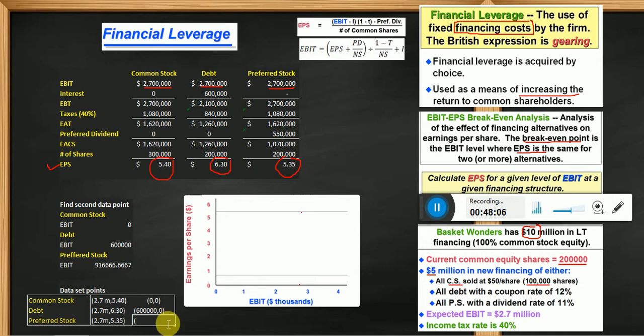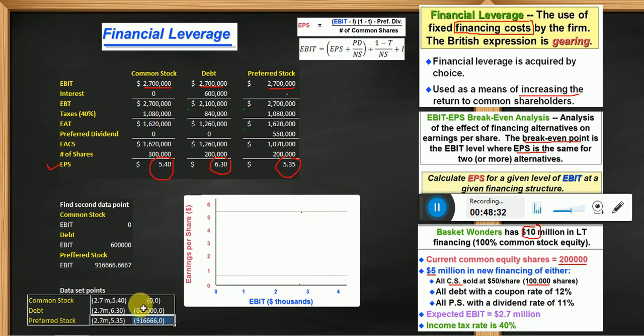So now this is another point. We have EBIT, if we make it 9,1, okay, and comma, how much is the earning per share? 0. So dear students, now we got 2 data set points for common stock, 2 for debt, and 2 for preferred dividend. Now you can just plot the points and draw the lines here.